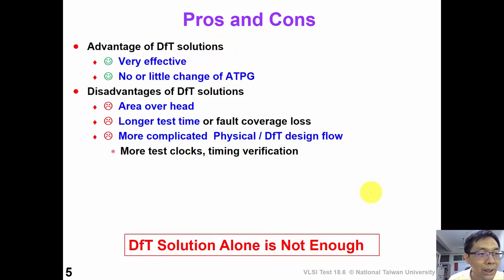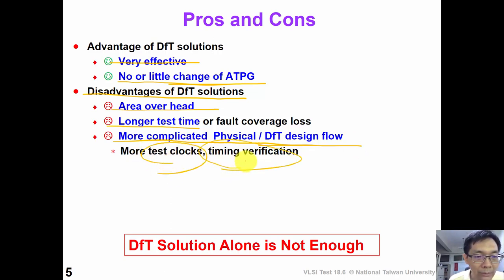So in conclusion, DFT solutions are very effective and they require none or little change in ATPG. However, DFT solutions have the following disadvantages. First, it requires area overhead, and sometimes the test time is longer. And we also require more complicated physical or DFT design flow to accommodate more test clocks and perform timing verification. So, DFT solution alone is not good enough.